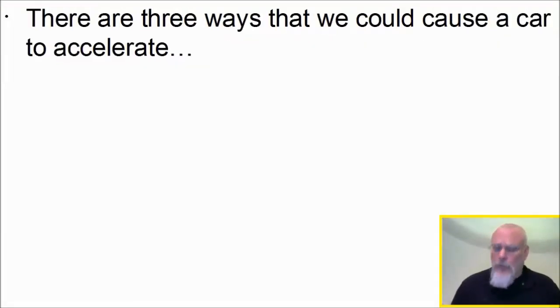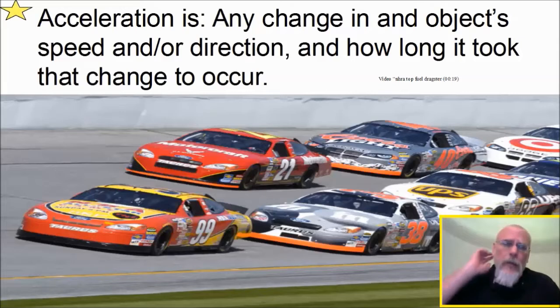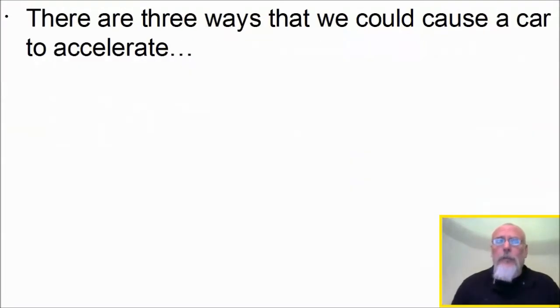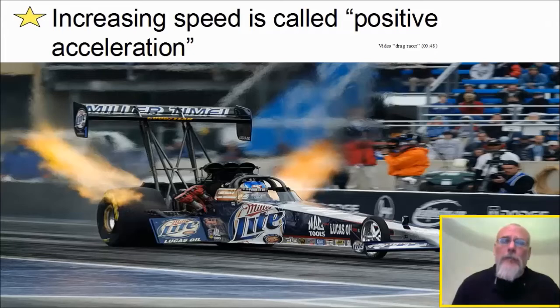Now we have that definition of acceleration. Let's go back and take a look at that. Acceleration is any change in an object's speed and or direction. Let's think about three things that we could do to an object to make it have an acceleration. If we're talking about a car specifically, one of the things we could do is to increase the speed of the car. Let's take a look at a clip.